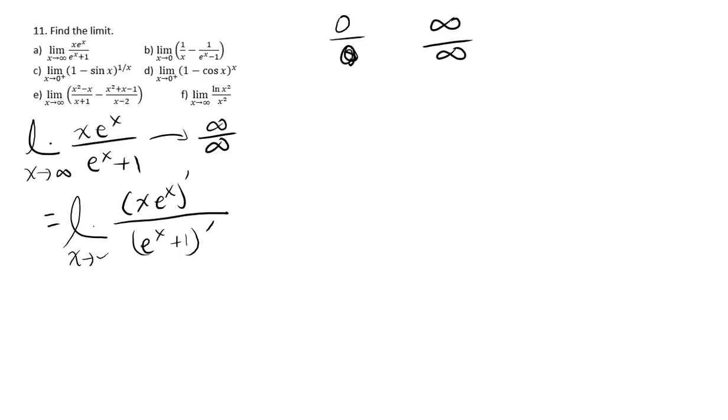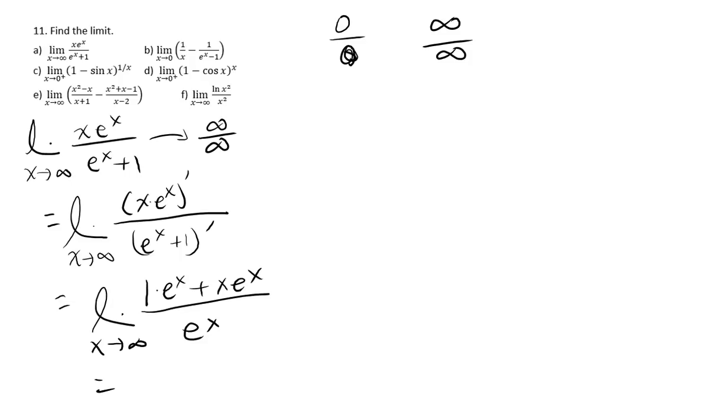Be careful, you're not using the quotient rule. If you use the quotient rule, you will get a totally wrong answer. Here it's a product, so we use the product rule, which is 1 times e to the x plus x times e to the x, over e to the x differentiates to e to the x, 1 differentiates to 0. So we have the limit as x goes to infinity. But when you divide e to the x by e to the x, that's 1. When you divide x e to the x by e to the x, that's just x. And you're still sending x to infinity, and therefore this is going to give you infinity.